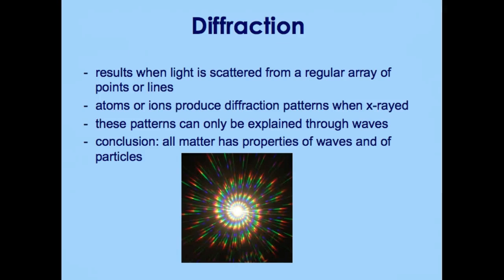Diffraction, we saw this a little bit when you were looking through the glasses today, results when light is scattered from a regular array of points or lines. That's when we get those pretty little patterns. What we see with elements is that they produce these diffraction patterns when they're X-rayed, and that you wouldn't see patterns like this if the atoms and ions weren't able to move like waves traditionally do. So this was just kind of another bit of evidence supporting the idea that matter can act like it normally does as particles, but it can also exhibit properties of waves.